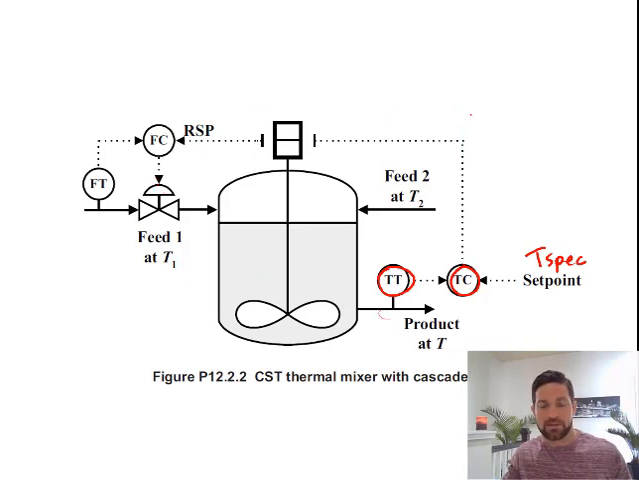All right, so the next thing we can do is list the disturbances that can affect the temperature in this process. So pause the video and list the disturbances that can affect the product temperature.